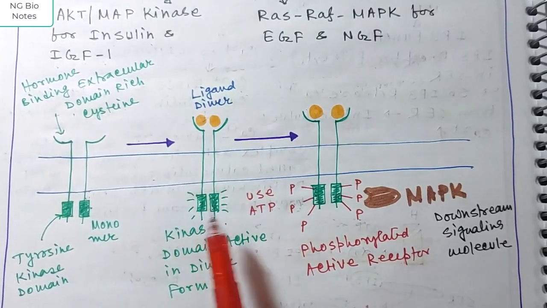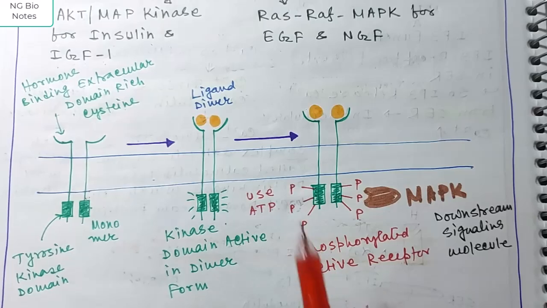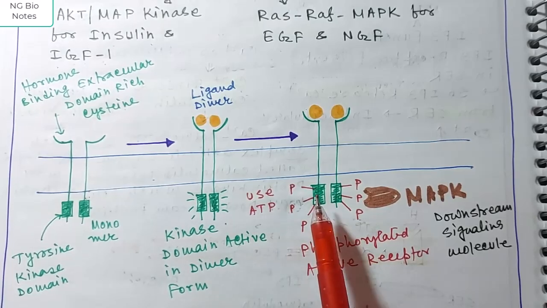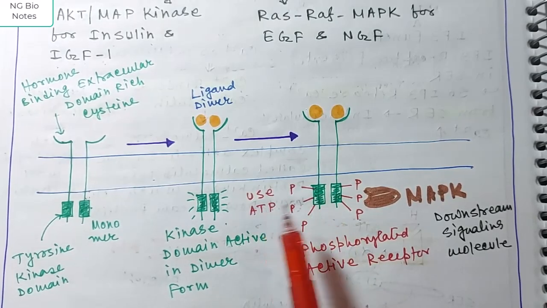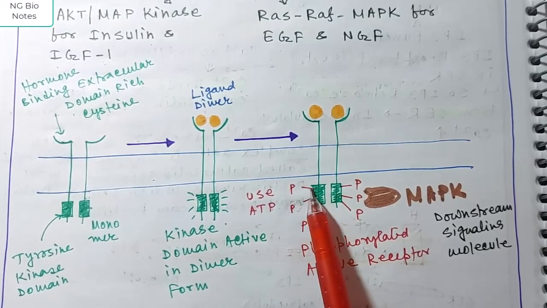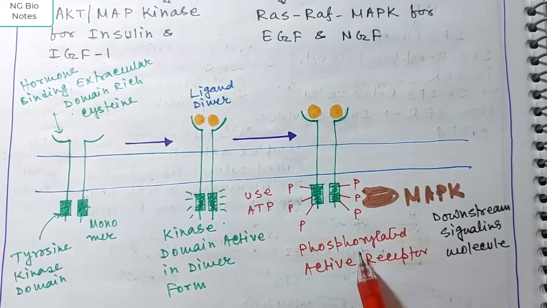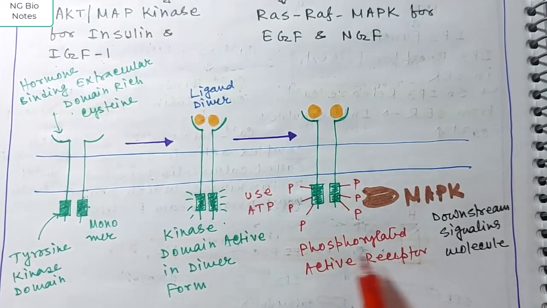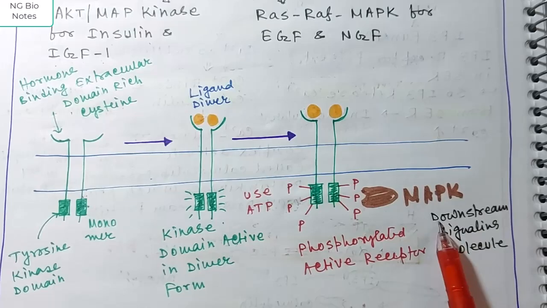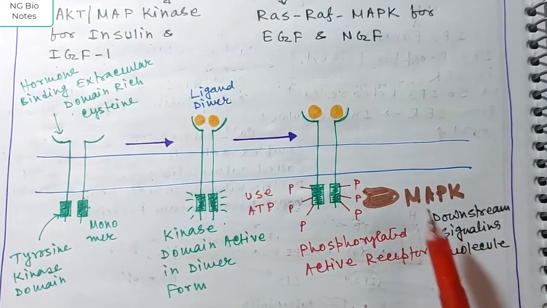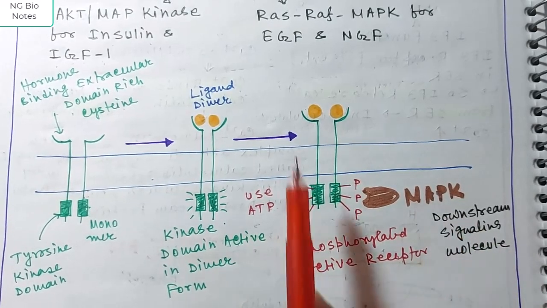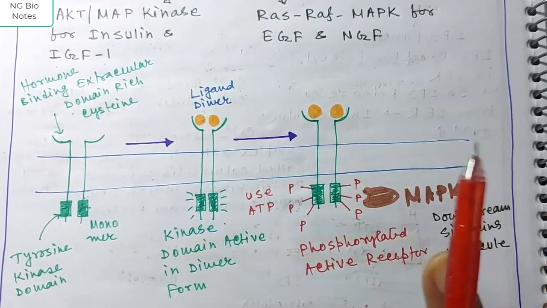And this tyrosine kinase domain has autophosphorylation activity. That means each of these domains uses ATP and becomes autophosphorylated, right? And after autophosphorylation, these receptors become activated, and then the receptor activates many downstream signaling molecules like MAP kinase. So this is the function of the tyrosine kinase receptor.